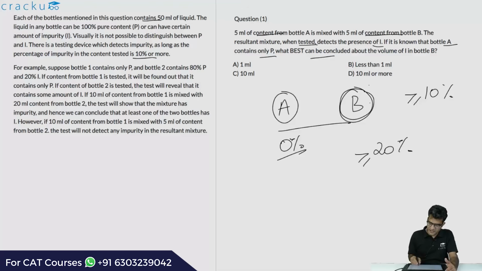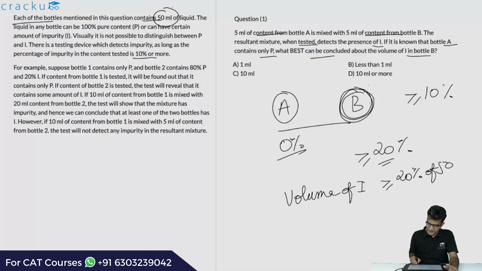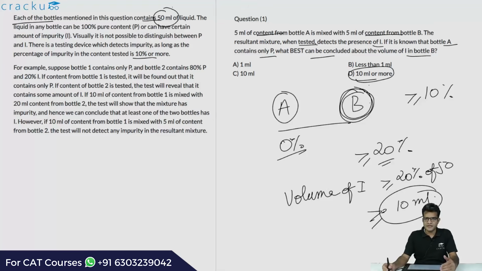We are required to calculate what best can be concluded about the volume of impurity in bottle B. It is given that each of the bottles contains 50 ml of liquid and the percentage of impurity in B is greater than or equal to 20%. So the volume of impurity in bottle B is greater than or equal to 20% of 50 ml, which is equal to 10 ml. So the impurity is greater than or equal to 10 ml, which is option D. Let us now look at the next question.